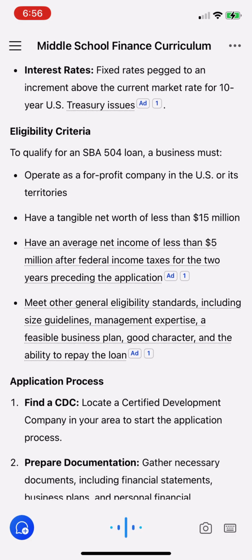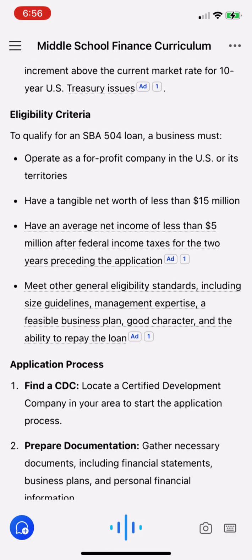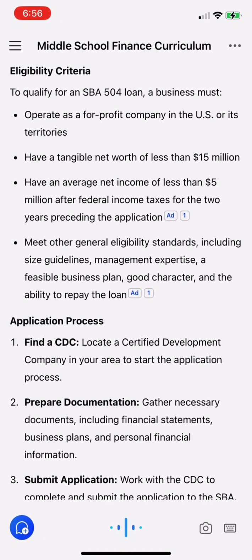Eligibility criteria. To qualify for an SBA 504 loan, a business must operate as a for-profit company in the U.S. or its territories. Have a tangible net worth of less than $15 million. Have an average net income of less than $5 million after federal income taxes for the 2 years preceding the application. Meet other general eligibility standards, including size guidelines, management expertise, a feasible business plan, good character, and the ability to repay the loan.